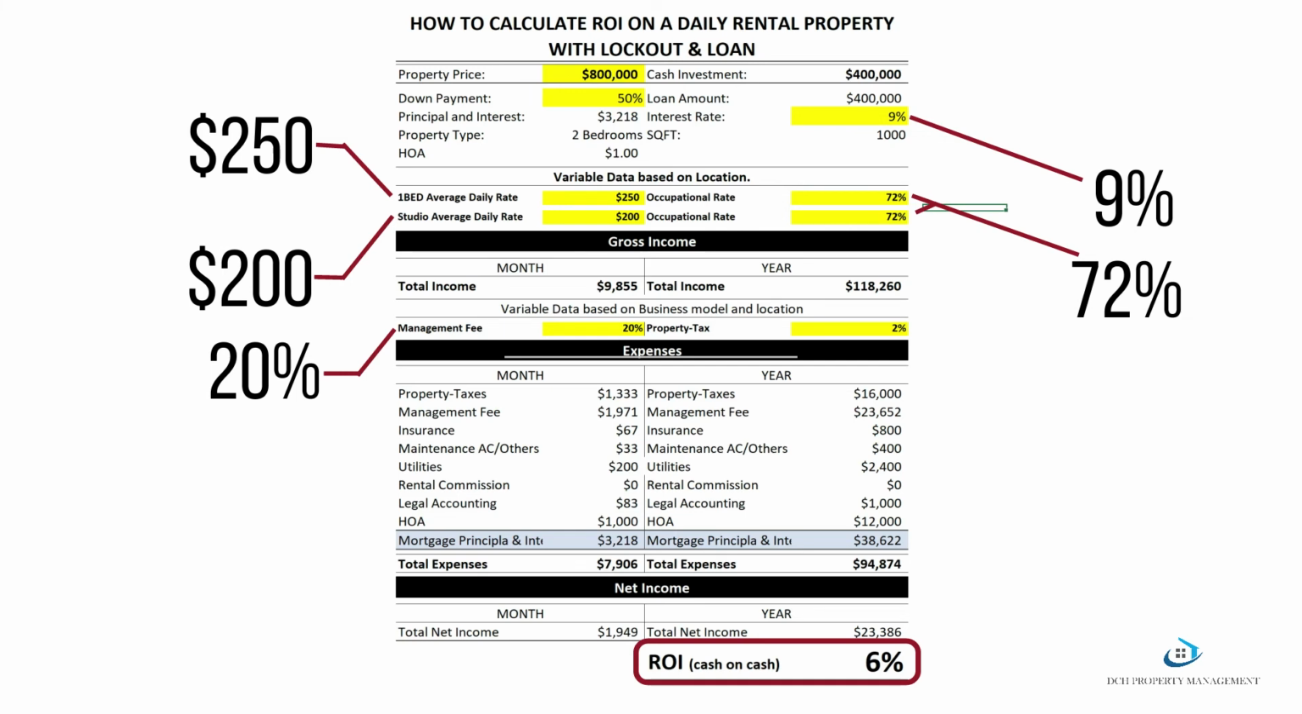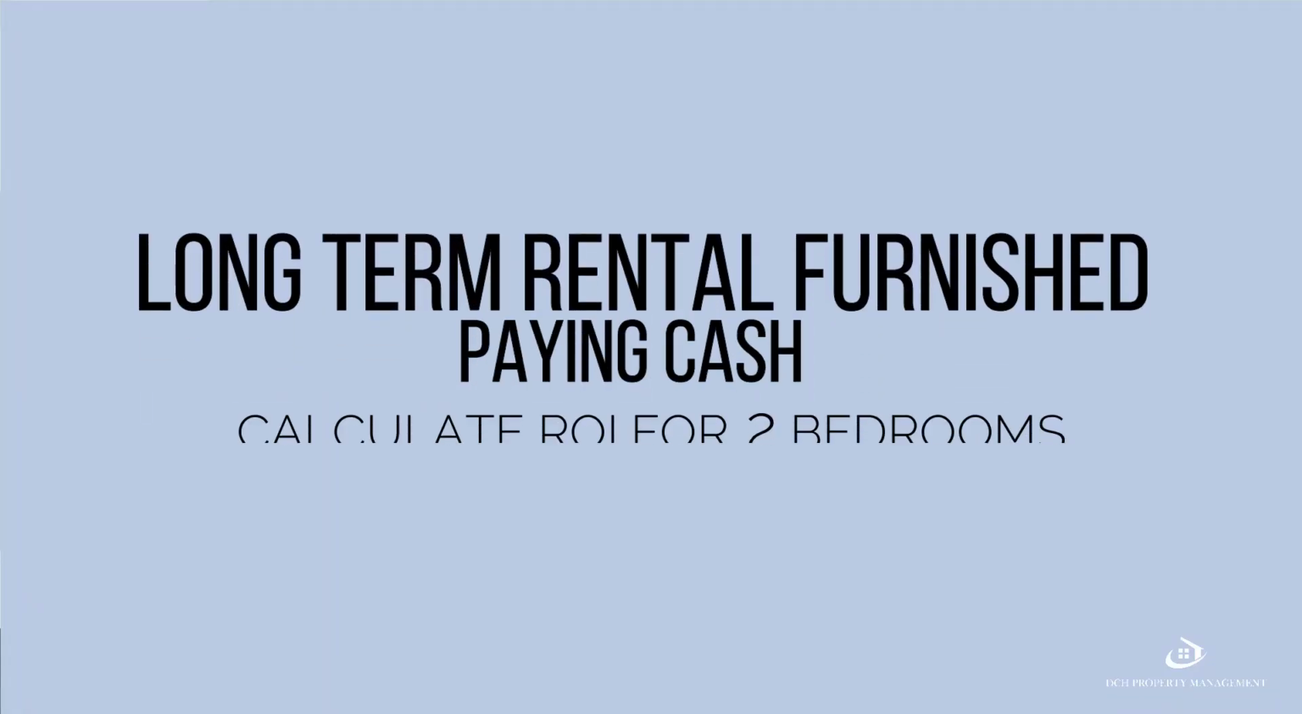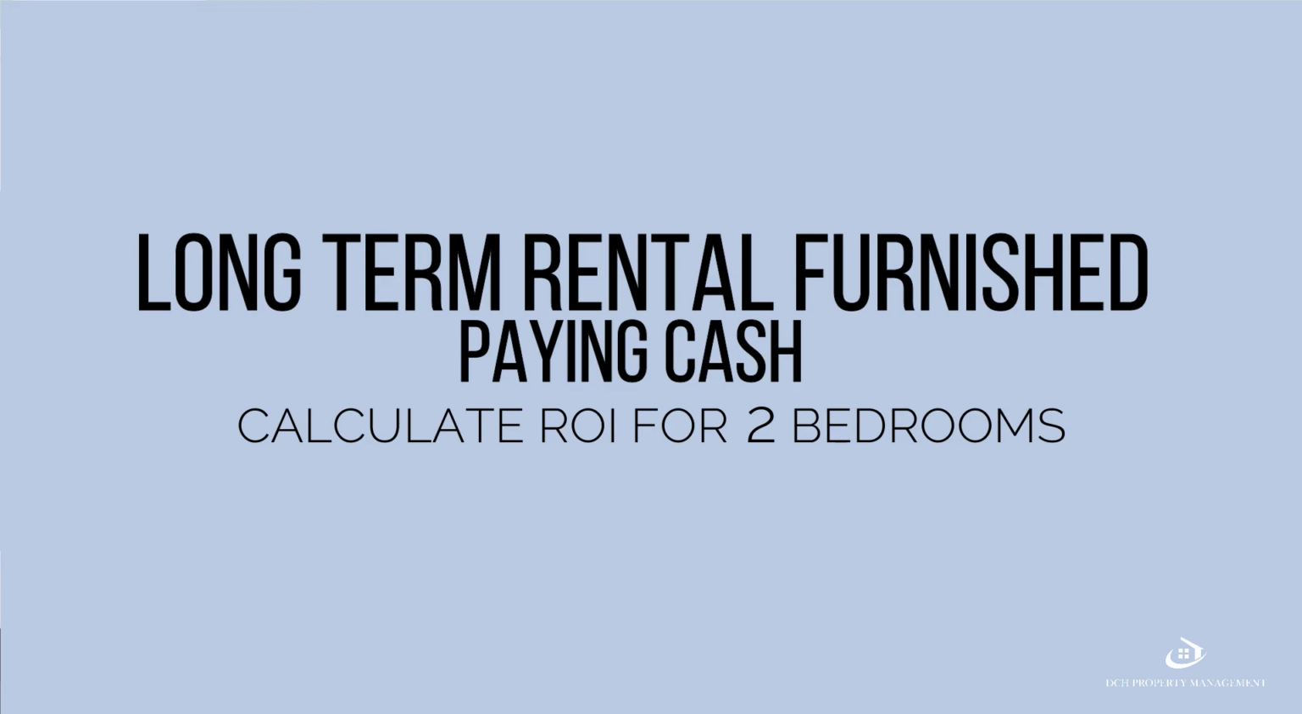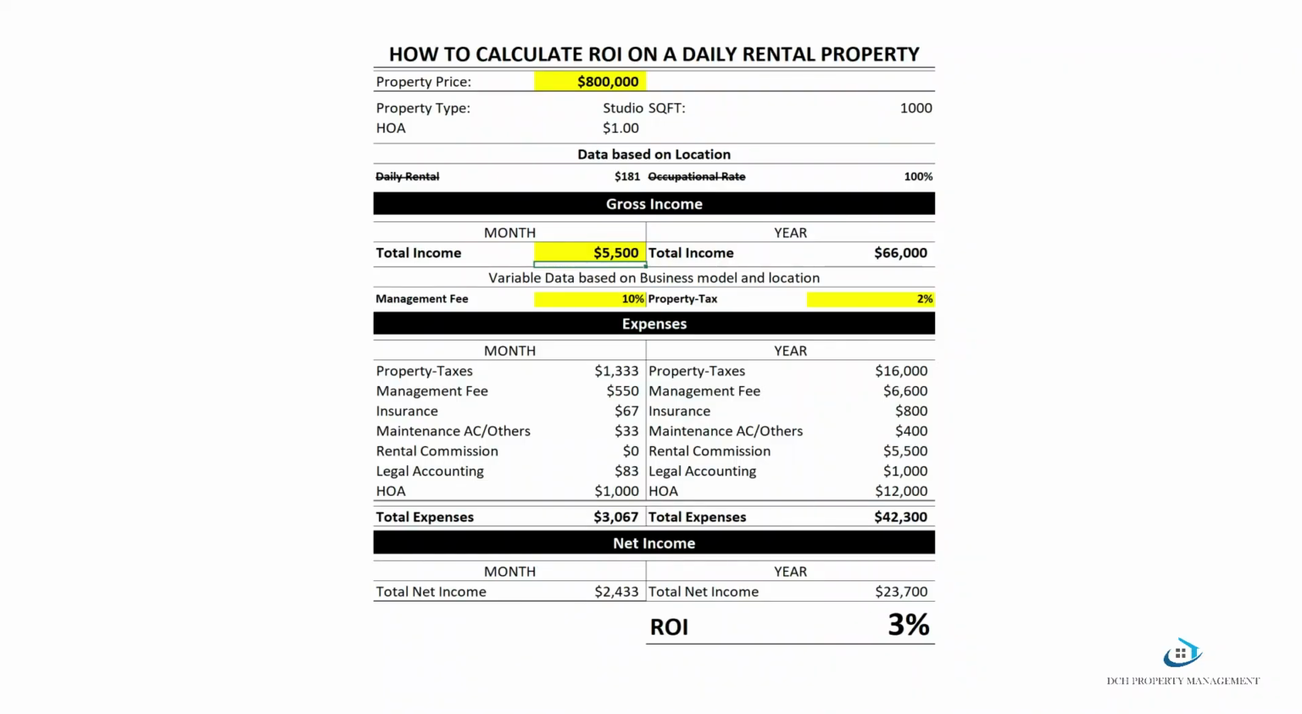Now, we are going to review 2 bedrooms long-term rental next. Long-term rental furnished 2 bedrooms paying cash. Now, in long-term rentals we do not need to worry about daily rentals or occupancy rates. We are going to assume the monthly rent is $5,500, being $66,000 in a year. The management fee is now 10% since we are talking about long-term rentals. Again, we will have another video about everything you need to know about property managers. The ROI is then 3%. If we change the monthly income to $6,000, the ROI will go up to 4%.